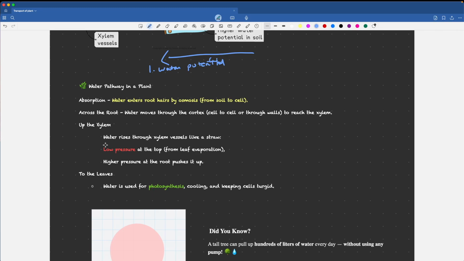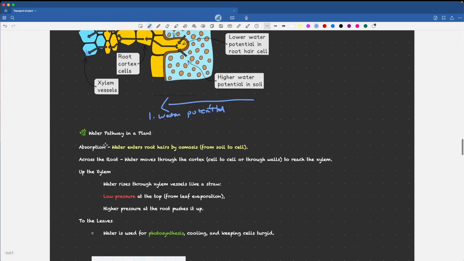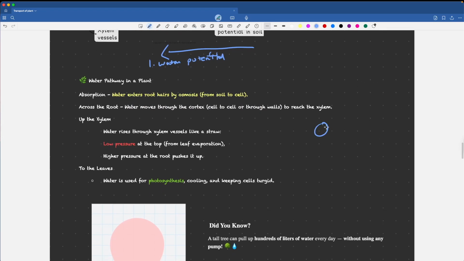Now let's look at absorption. Let's look at the general description that I have written. Water enters the root by osmosis from soil to cell. Across the root, water moves through the cortex, cell to cell or through the wall. So water can move directly cell to cell, or through the cell wall. Suppose this is the cell, and this is the cell wall. Let's draw another cell.